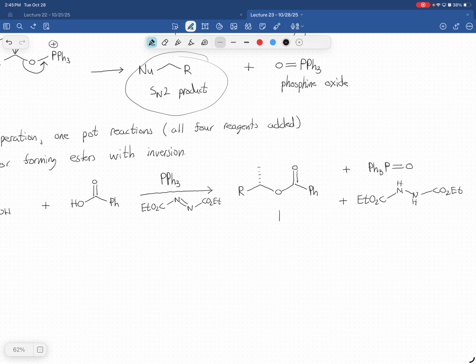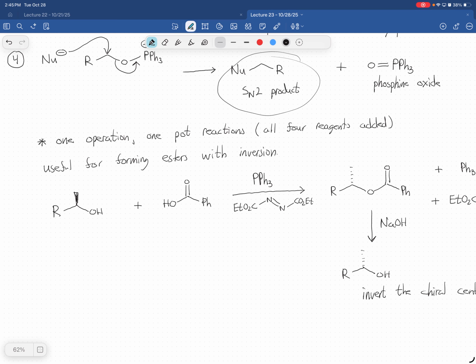But I can actually just do sodium hydroxide here, and I will get out my alcohol again, but I've inverted the stereochemistry. So that's the best part of this reaction. You invert the chiral center. If you need to invert this chiral center, using the Mitsunobu reaction is one of the best ways to do that.